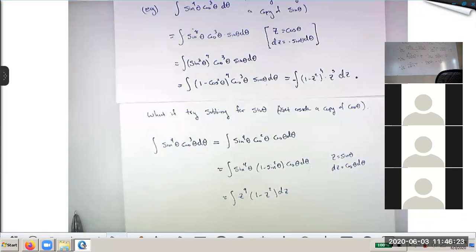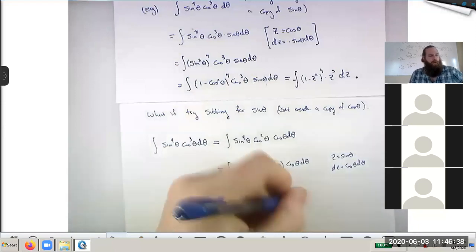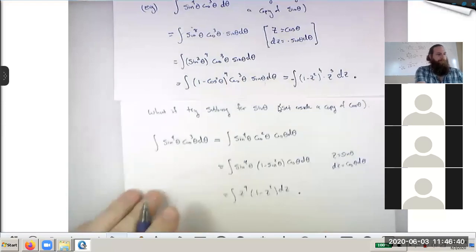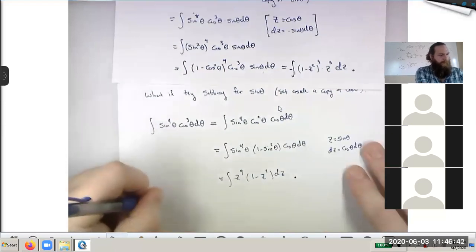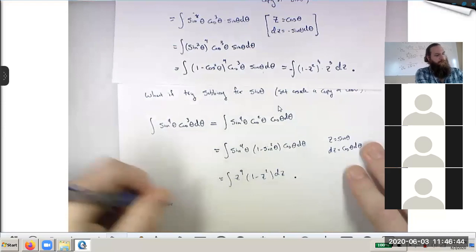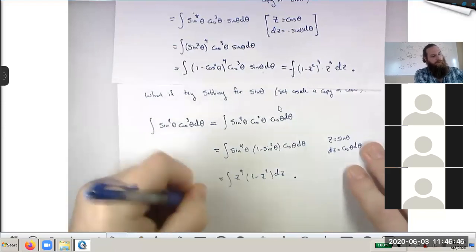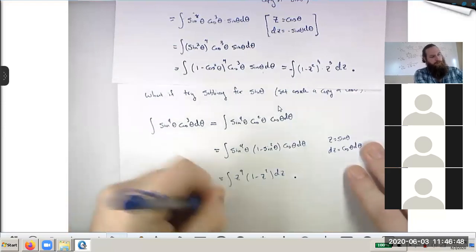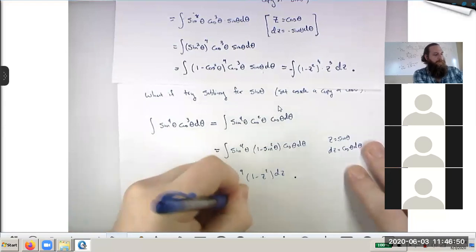I'm sorry, Keith. Yeah, the first integral is much harder because I would have to multiply out this 1 minus z squared to the 4. That's a pain. Here, I just have to distribute the z to the 9. So either one will work. Either will work. But the second approach is better.